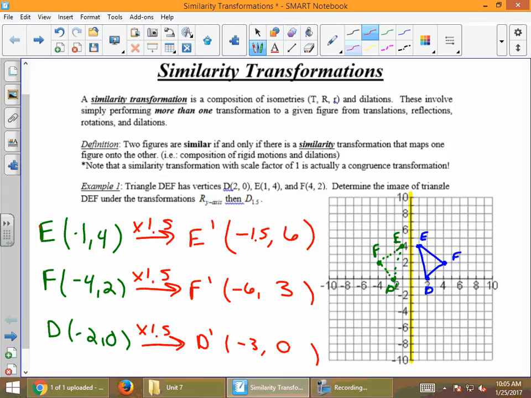We have negative 1.5, it's right in the middle, 1, 2, 3, 4, 5, 6. That is E prime. We have negative 6, 3. That is F prime. And then we have negative 3, 0. That is D prime. Questions over that? Again, it's just like what we did yesterday, except we have a dilation involved.